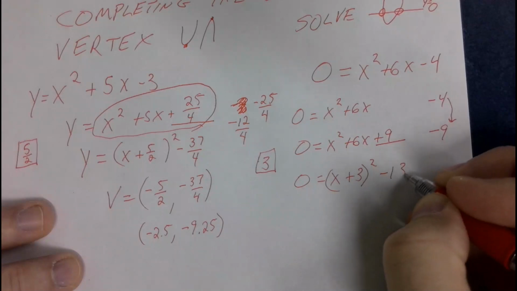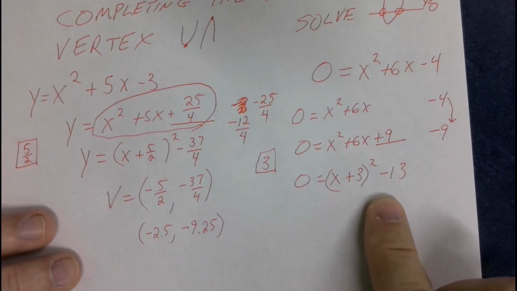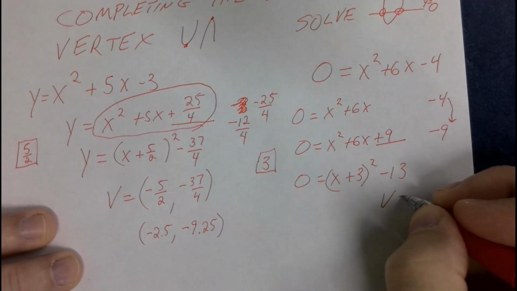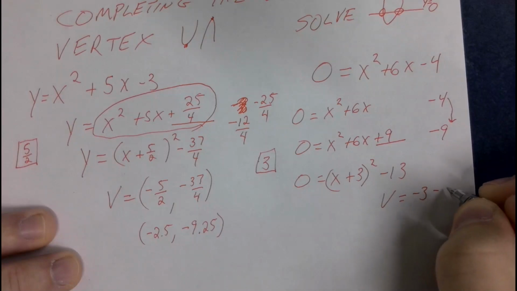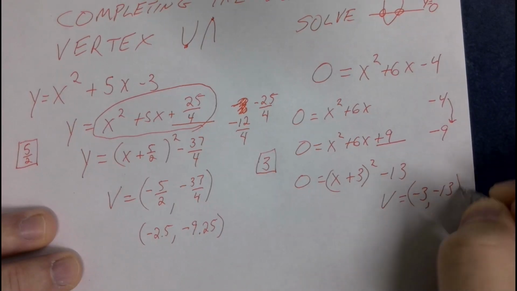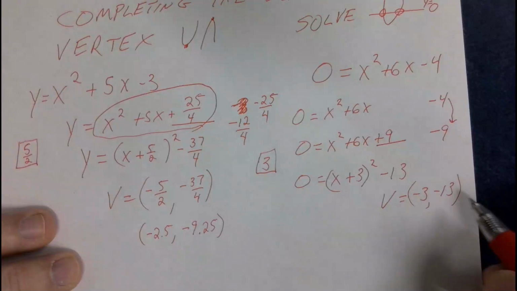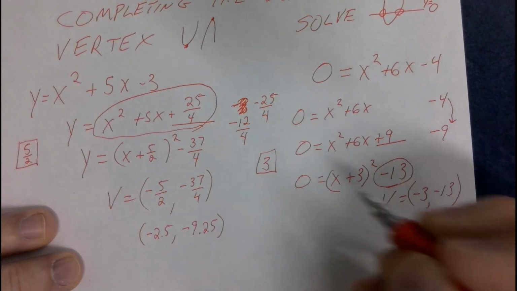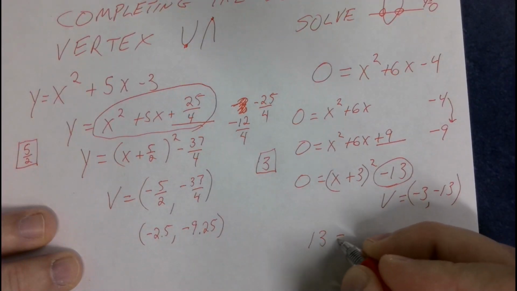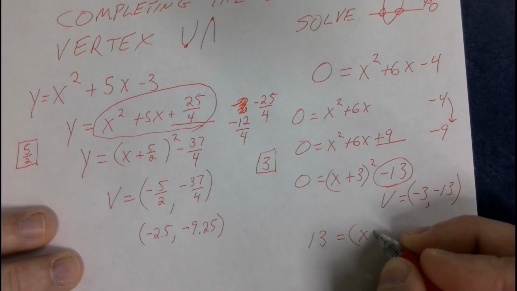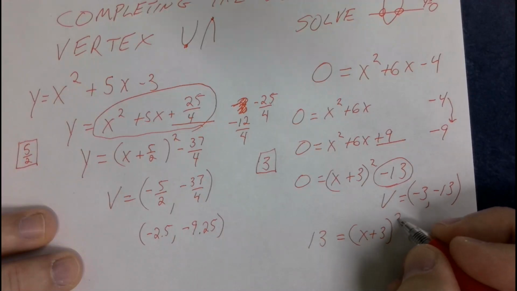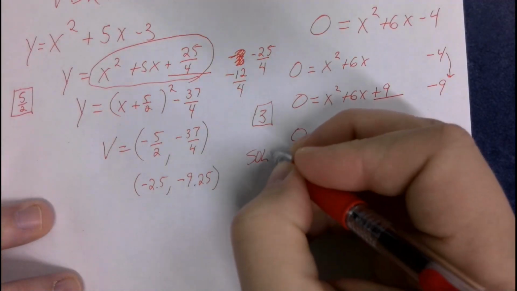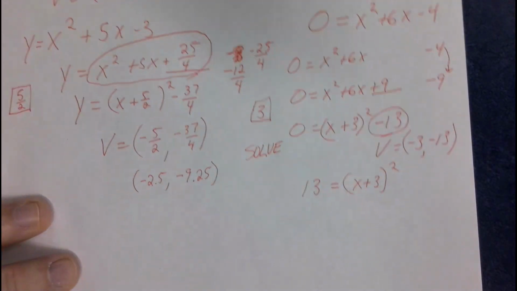That's a minus 13. So if I'm at this point right here, this is my vertex, right? My vertex is negative 3, negative 13. However, I'm trying to solve now, so instead of stopping at this point, I'm going to move this minus 13 to the other side. So I have 13 equals (x plus 3) squared. So again, this is the point where I'm trying to solve the equation for x.